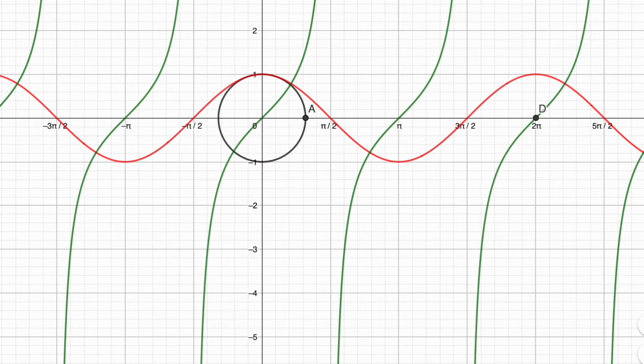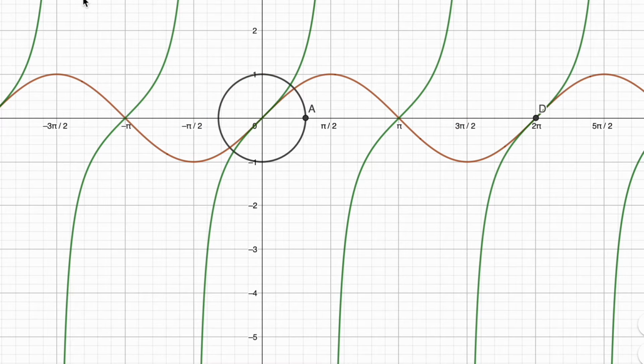Now if I switch it for the sine, take the cosine out, and I go back, notice that every time the sine is 0, I'm crossing the x-axis. So the tangent and the sine are 0 in the same spots, like that.